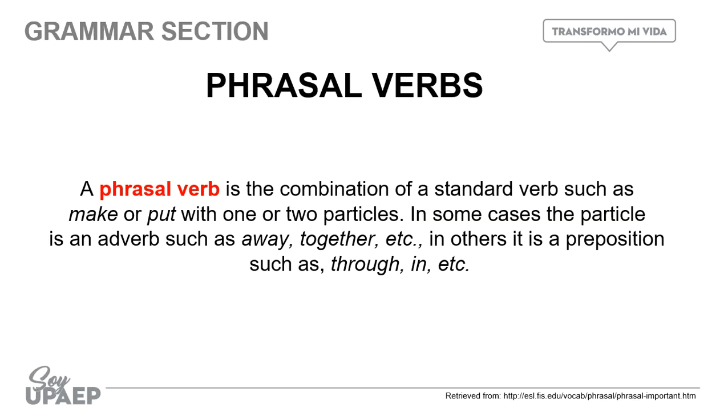A phrasal verb is a combination of a standard verb such as make or put with one or two particles. In some cases, a particle is an adverb such as away, together, etc. In others, it is a preposition such as through, in, etc.